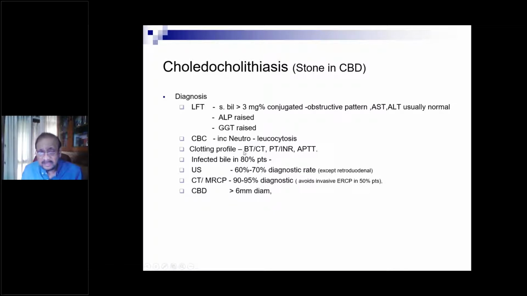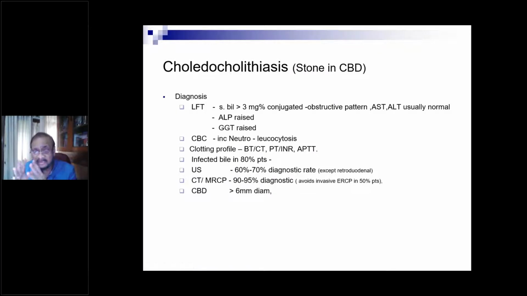The APTT would be raised. The BT would be raised. The clotting time will be raised. Bleeding time may probably not be raised because that is dependent more on the platelets, right? Infected bile would be there in 80% of patients. Ultrasound, what does it show? 60 to 70% diagnostic rate. It is not 100%. Why?